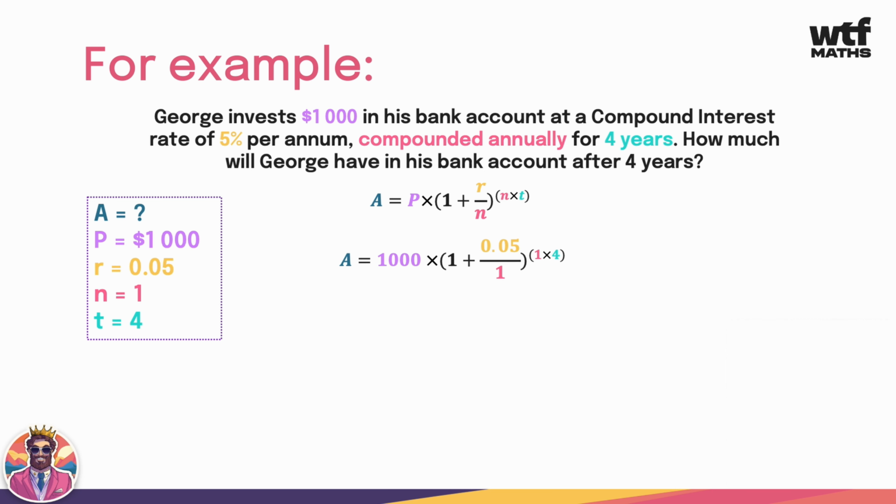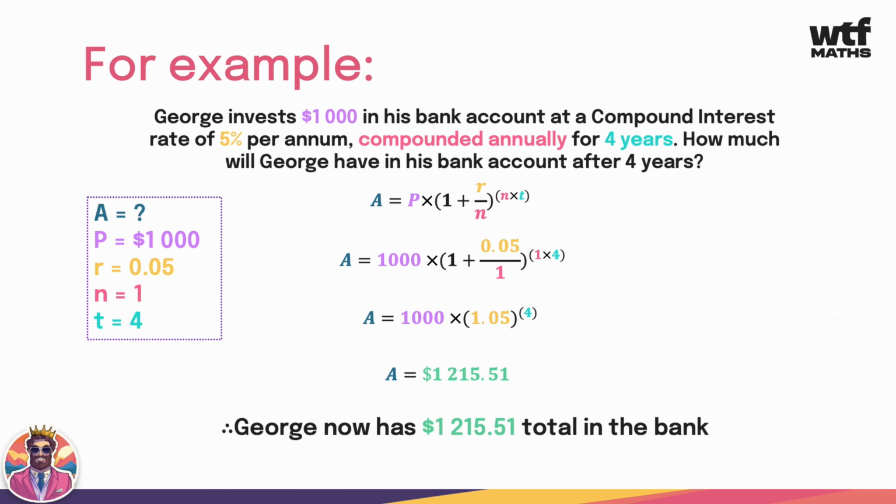Now, if you have a calculator, you can just type this in exactly as it is and you'll get the answer. If you want to keep going though, you can simplify it a bit more. So the 1 plus 0.05 over 1 is just 1.05. 1 times 4 is 4, so it's 1.05 to the power of 4 times by 1,000. And this ends up being $1,215.51. So that's how much George has in his bank account.